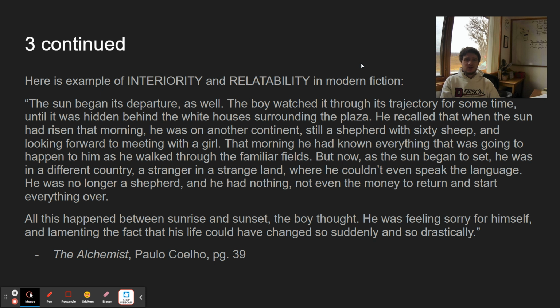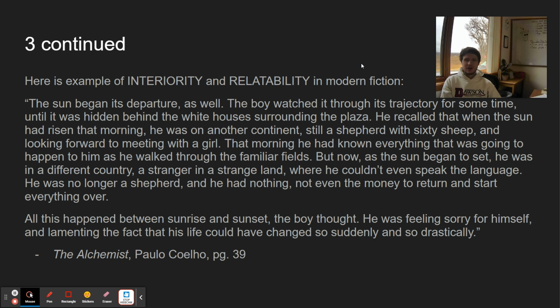I love this depiction of the boy. We have this boy who in the morning knows what he's doing in life, knows his job, he's a shepherd, looking forward to meeting a girl, and now he is sitting watching the sunset and lamenting the fact that life changed so much. So beautifully written, too. Very simple writing, right? This is not advanced writing. That's why I love Paulo Coelho. He really, really makes simple sentences beautiful, just like Ernest Hemingway. He makes simple sentences beautiful, and somehow this character comes alive in the simplest of forms.